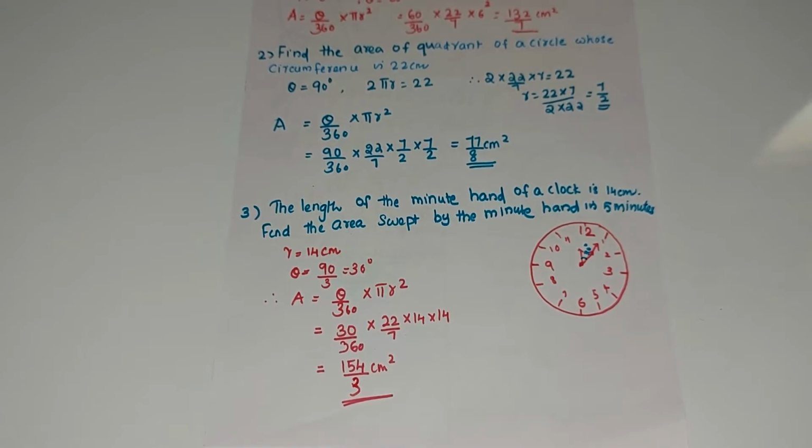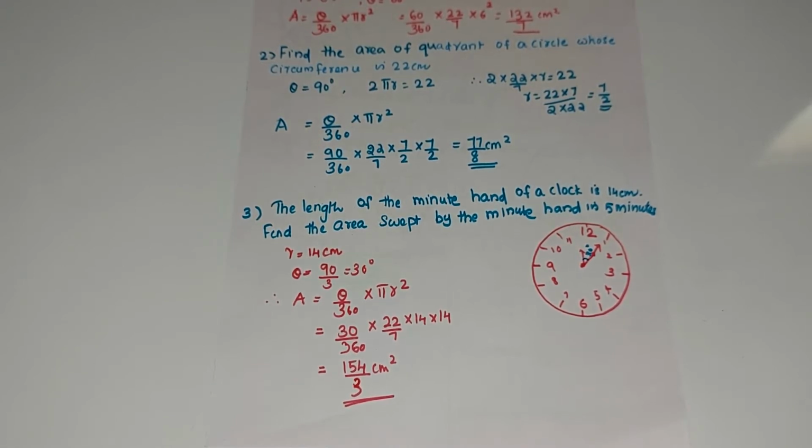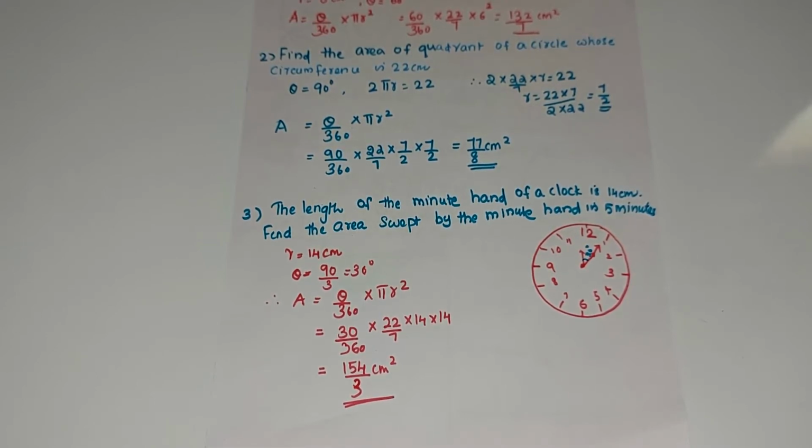We know the formula: area of the sector equals theta by 360 into pi r square. Here radius is given as 14 centimeter and theta equals 30 degree. The angle between two numbers in a clock is 30 degree, so theta equals 30 degree. You substitute and simplify. We will get 154 by 3 centimeter square.